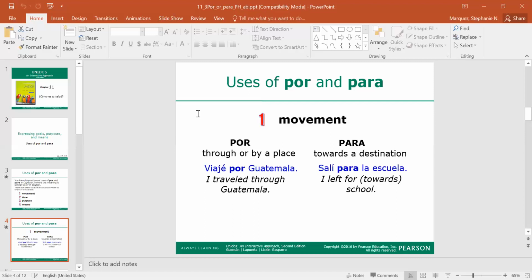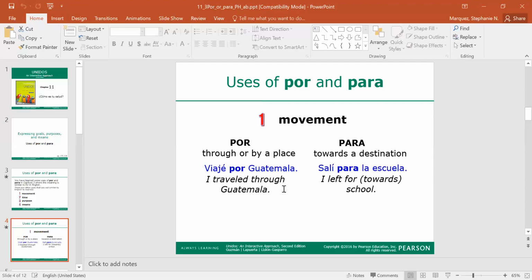When you're going towards a destination. So this example here says, salí para la escuela. I left for school. So maybe somebody says to you, hey, can you do something really fast for me at house? And you say, oh, no. Hey, I already left for school.